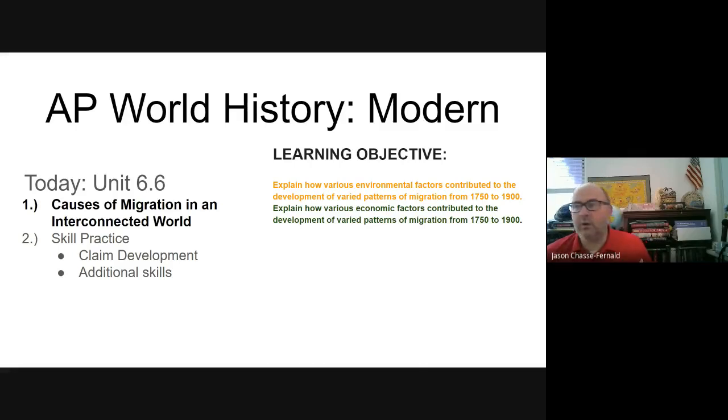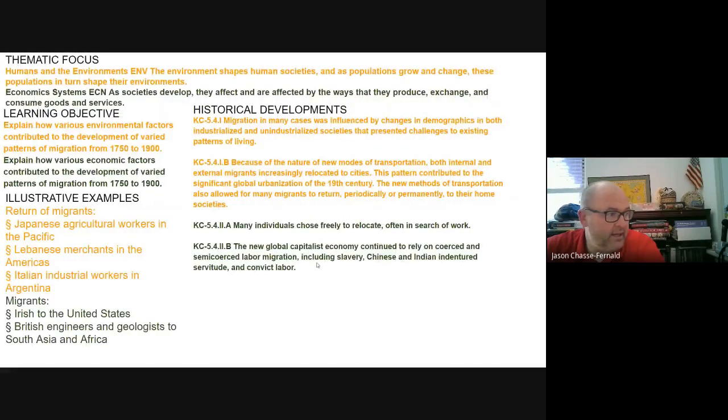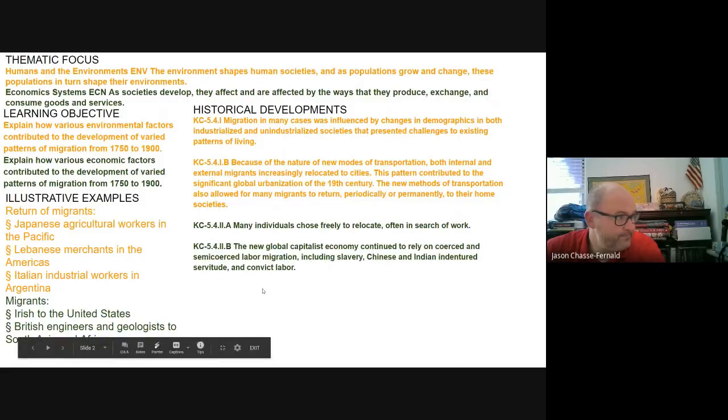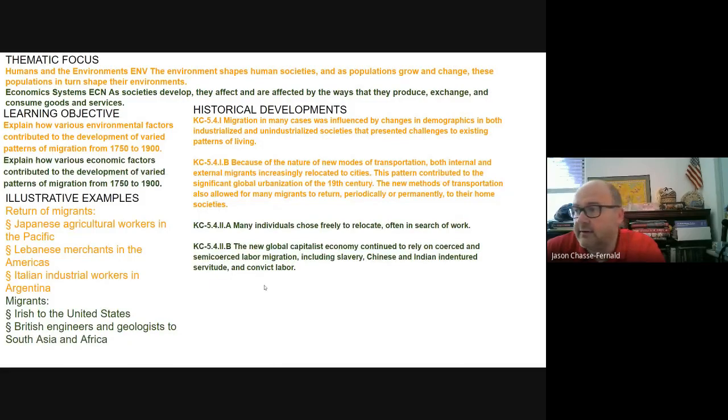Right, so really what we're talking about here with migration are these push and pull factors, which can be for a variety of environmental and economic reasons. All right, so as we go through some examples of those, this is what we're going to see. And here are the standards, the curriculum from the College Board for today.